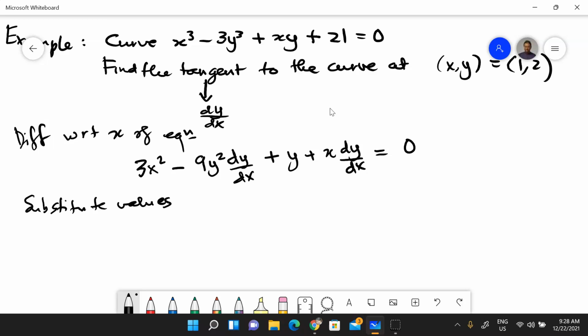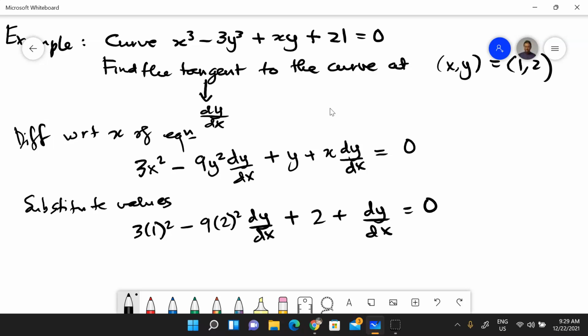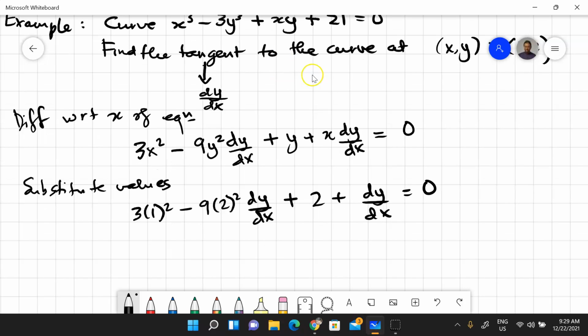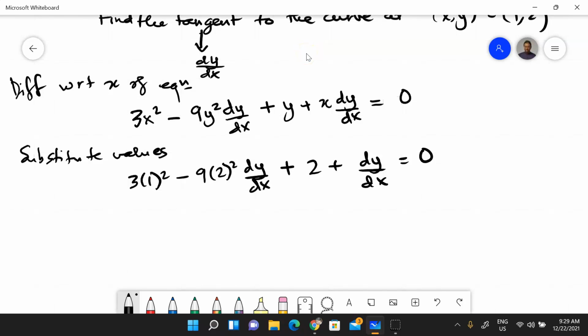So x equals 1, so I have 3 times 1 squared. And then y equals 2, so I have 9 times 2 squared dy/dx, which we do not know what it is, plus y, which is 2 here, plus x, which is 1, and that's dy/dx equals 0. So then you can simplify the equation.